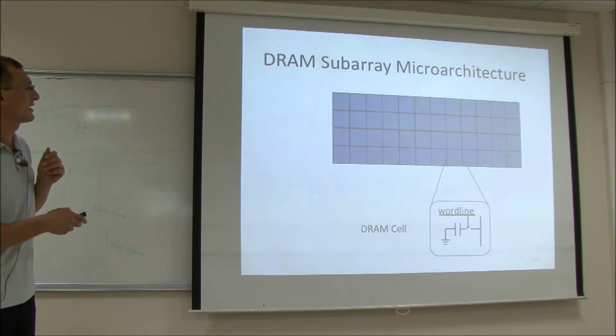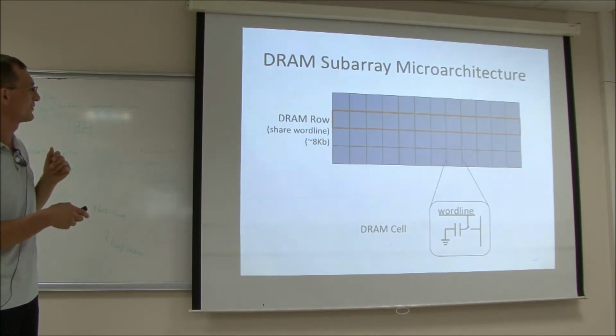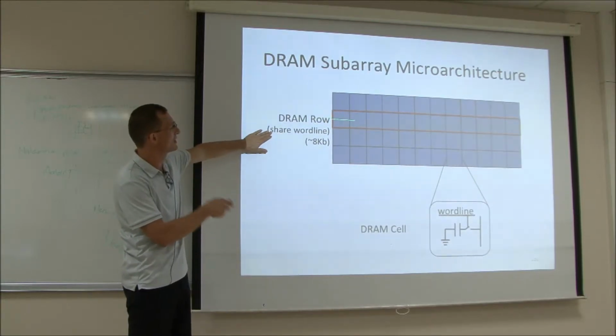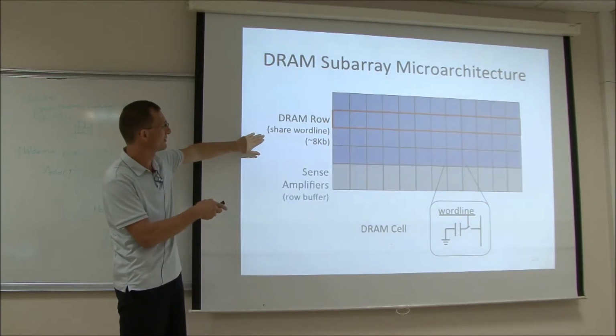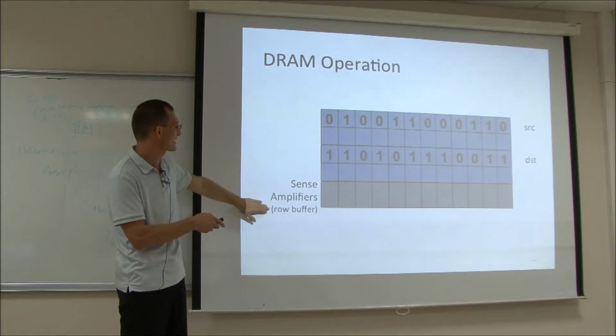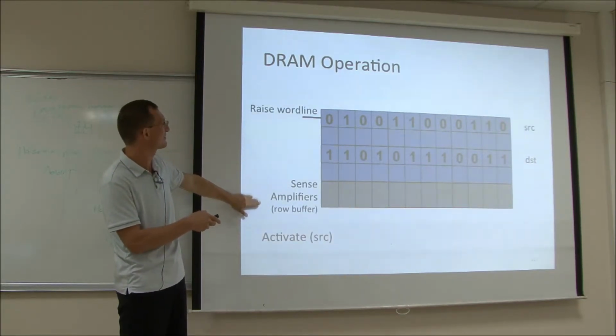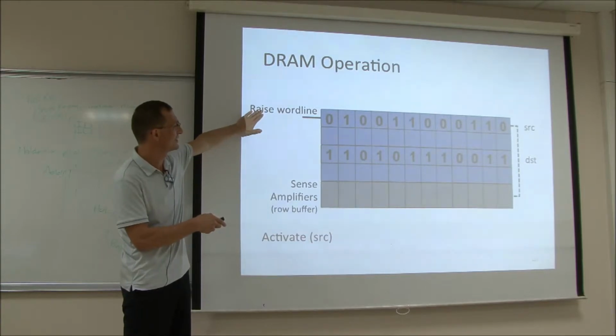Why does it work? I've already told you all of this, so I'm not sure if it makes sense to go over that again. Basically, a DRAM row shares a word line. It's about this big. You have the sense amplifiers, and I think I've covered all of this. If you do an activate, what happens is this word line is raised, and the data gets copied here.